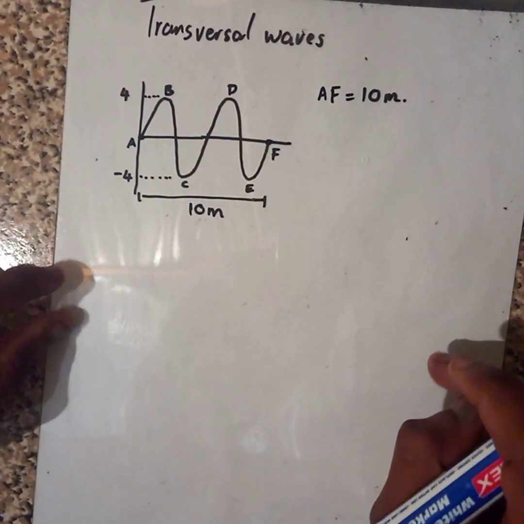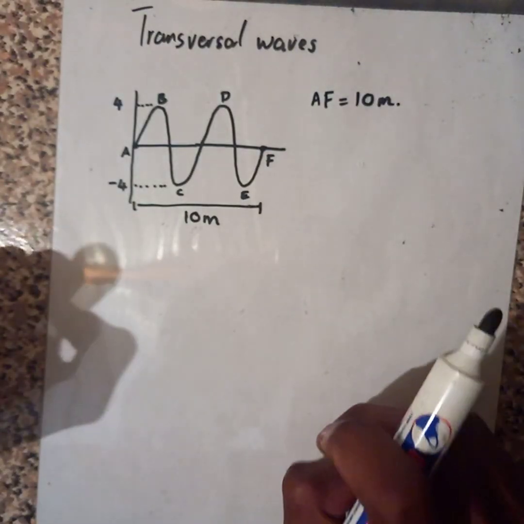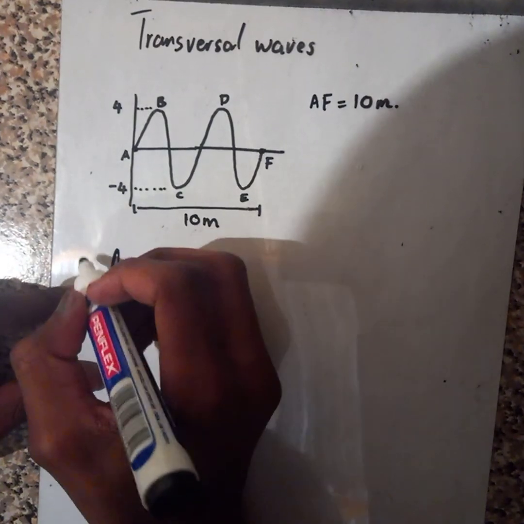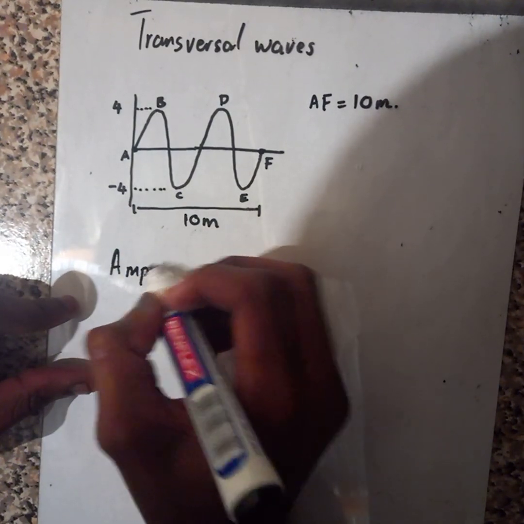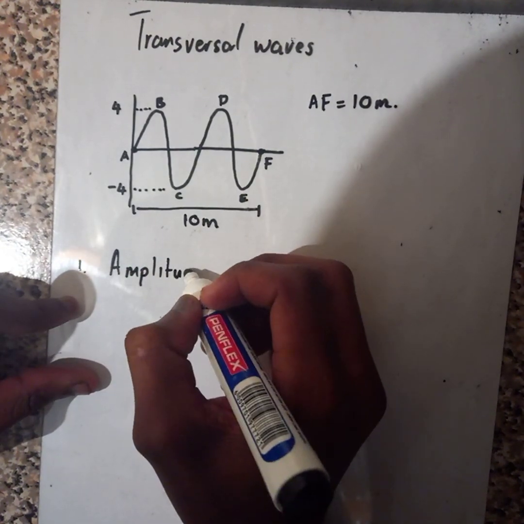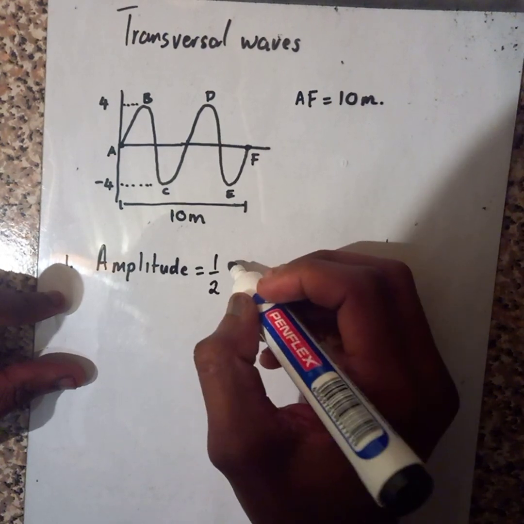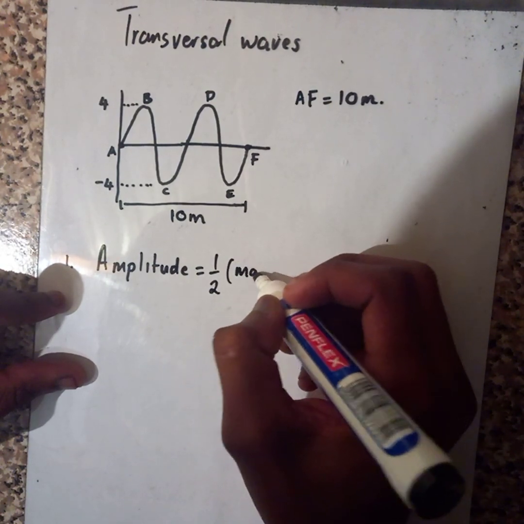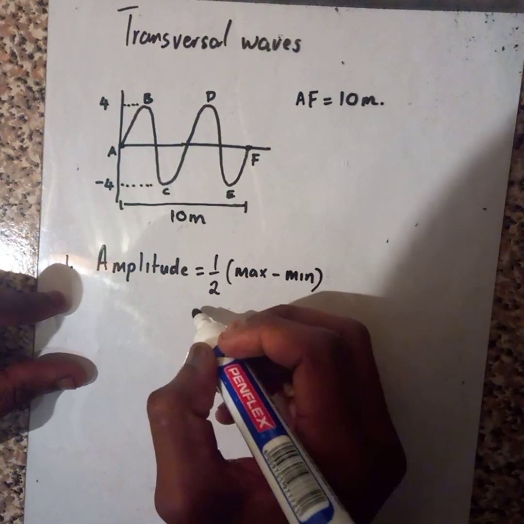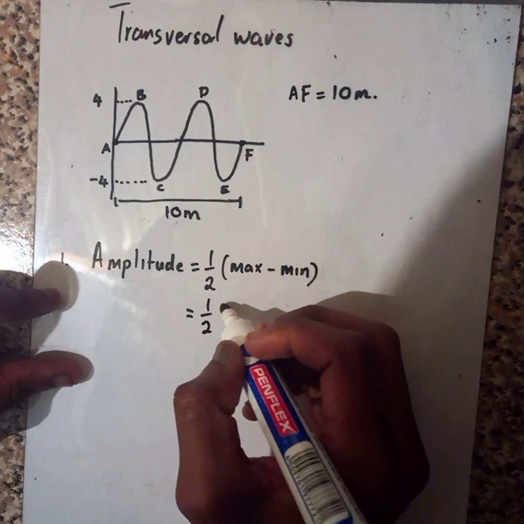Then I ask you this question now: calculate or determine the amplitude. How are you going to determine the amplitude of the given diagram? So simple. For amplitude, we always consider this formula, which is 1/2 maximum minus minimum.